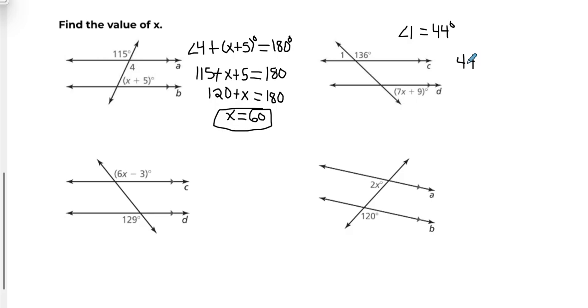equals 7x plus 9. Now I just got to work my way down and solve for x. So subtract 9 from both sides.